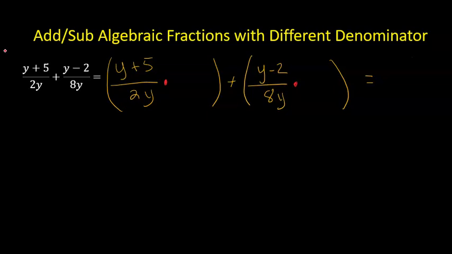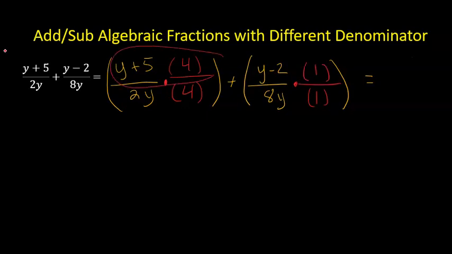So it gets tricky. Instead of just throwing the 8y on one side and the 2y on the other side, we're going to figure out a way to get both of them to be 8y. How do I do that? Well, I could put a 4 here, and whatever I do at the bottom, I have to do at the top. I'm going to keep the other one exactly as it is. Let's just do a 1.